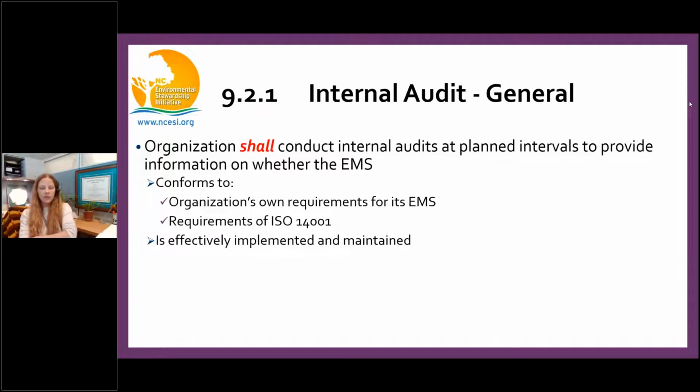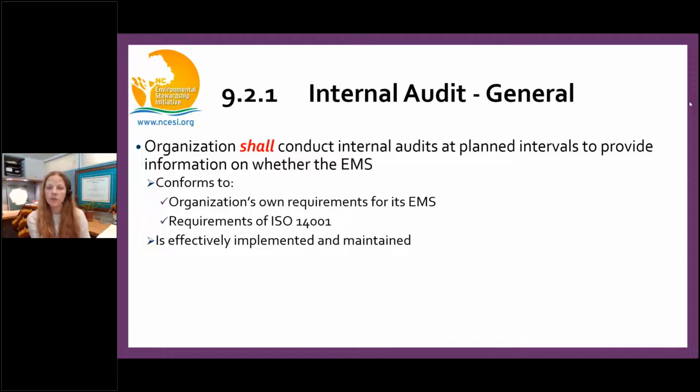So for internal audit, which is 9.2.1, the standard says that the organization shall conduct internal audits at planned intervals to provide information on whether the EMS conforms to the organization's own requirements for the EMS and the requirements of the ISO 14001 standard, and is it effectively implemented and maintained?